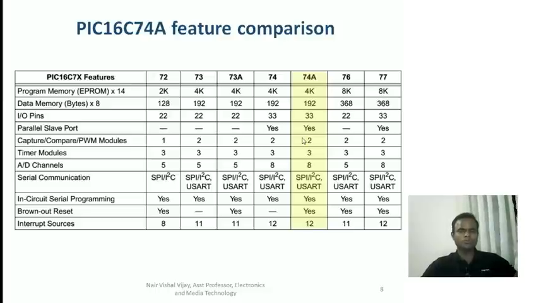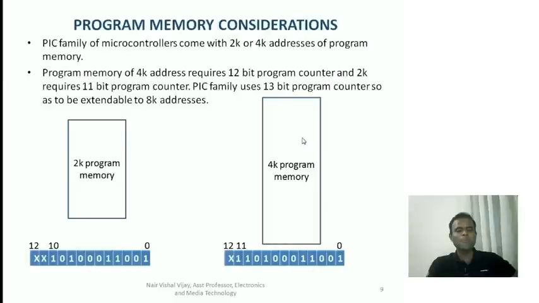Let's move ahead. As far as program memory is concerned, your PIC family of microcontrollers comes with either 2K or 4K addresses of program memory. So you can access either the 2K or the 4K variant. Now, to access 2K, you require an 11-bit program counter, and to access 4K, you require 12-bit. But the PIC family has given you up to a 13-bit program counter, so you can access up to 8 kilobytes of addresses.